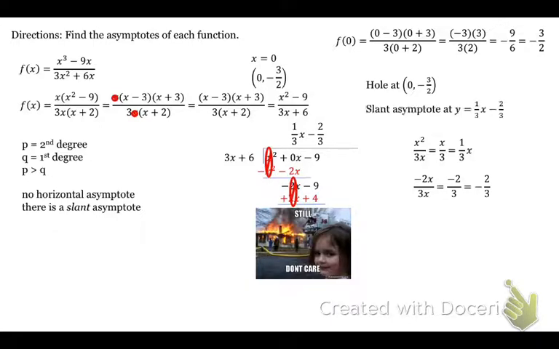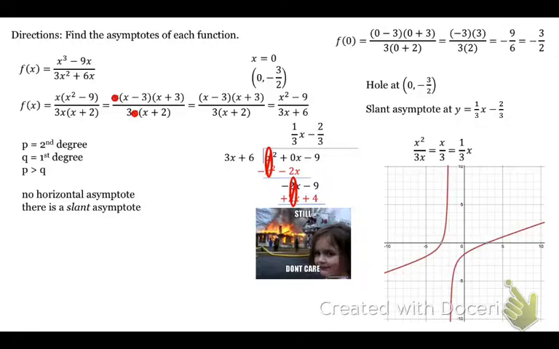So that means we have a slant asymptote at y equals 1/3 x minus 2/3. So when finding the horizontal asymptote or possibly slant asymptote, you always want to have that table somewhere that you can look at it.